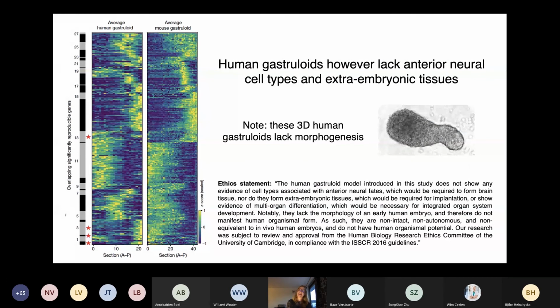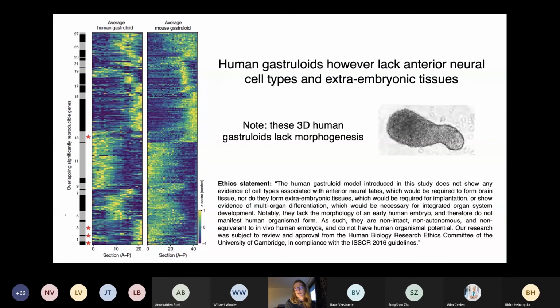It's important to highlight that these human gastruloids also do not form any anterior neural brain structures, and they're also not able to form any extra-embryonic tissues. It was partly for these reasons that these experiments were approved by ethics committees that were consulted before we performed any of these experiments.